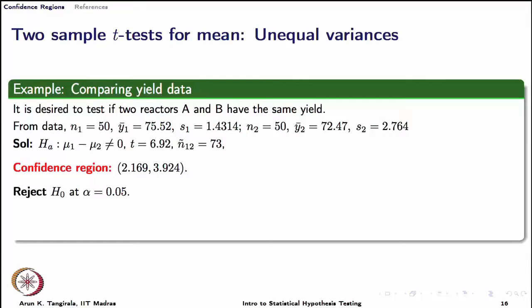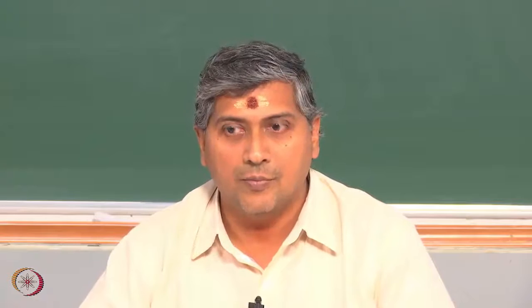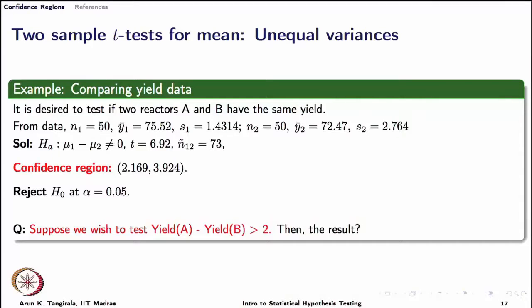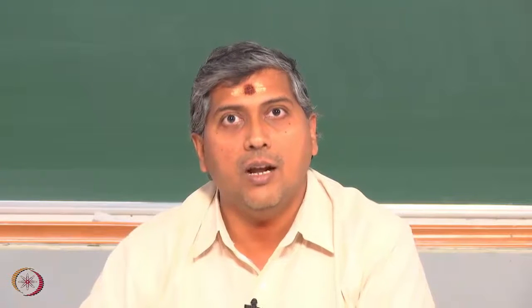The postulated difference is 0, whereas the confidence region for the difference is given there, and 0 is not contained in the confidence region. This is a 95% confidence region, and therefore, we reject the null hypothesis. Now, we can ask the question, what if I want to conduct a hypothesis test where I want to ask that the difference between the yields of A and B reactors is 2, and let us say the alternate hypothesis is that yield A gives me 2% more than the yield of B. So, what is the difference now? Do I have to recalculate the confidence region? No, I do not have to.